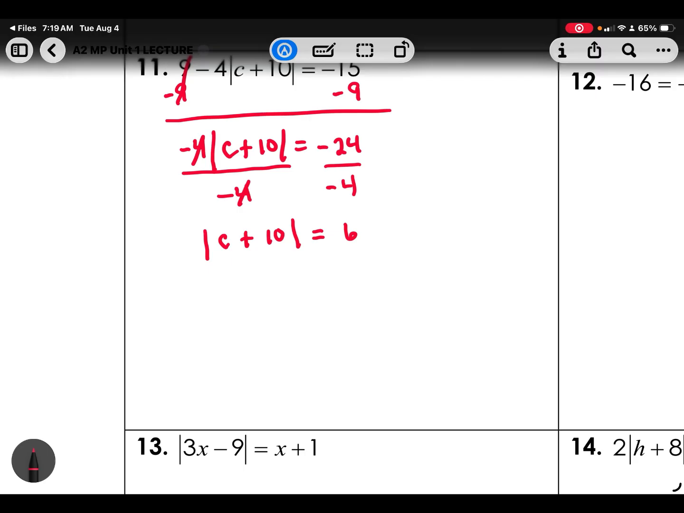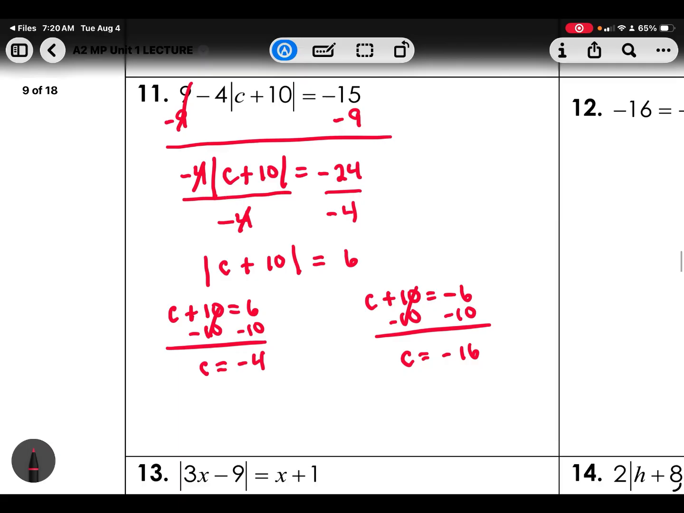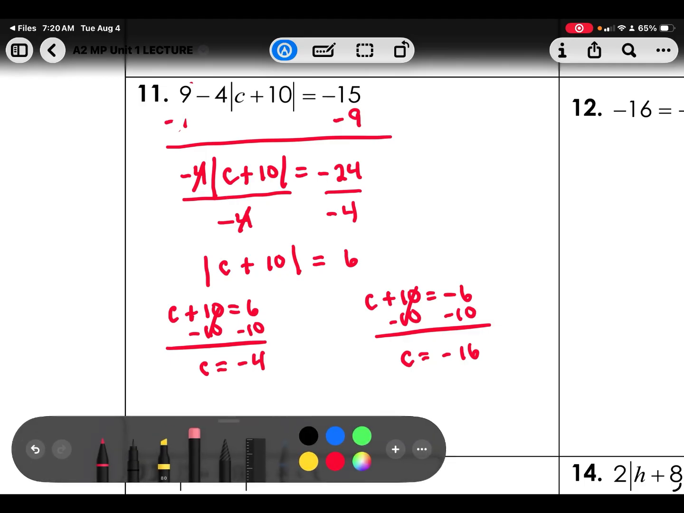I'm now ready to create my two cases. I have c plus 10 will equal 6, or c plus 10 will equal negative 6. And let's solve those and see what we get. So over here, I get c equals negative 4, and I get c equals negative 16. All right, let's do a quick check here and make sure they work. So if I put, let me erase this so I can see it. Okay, I'm going to put a negative 4 in for my c.